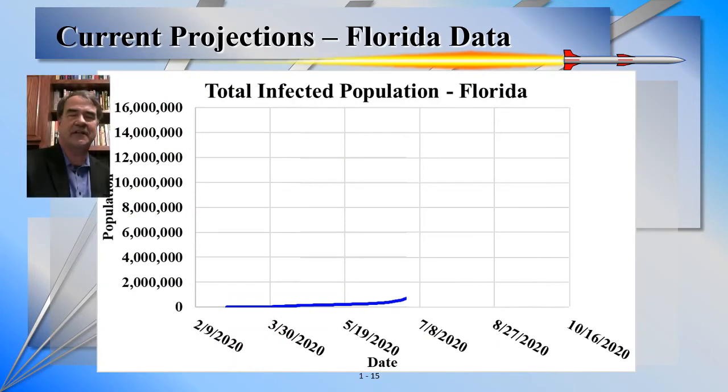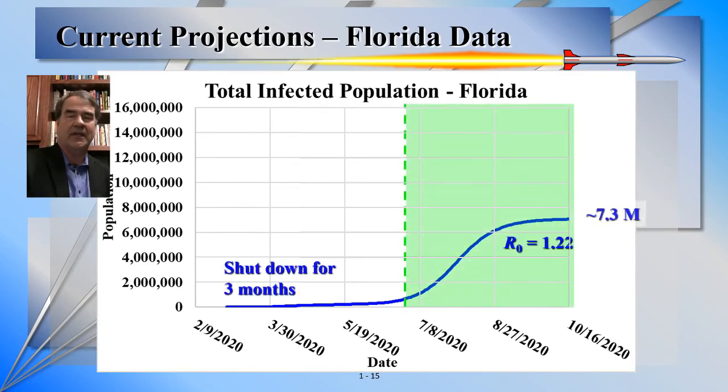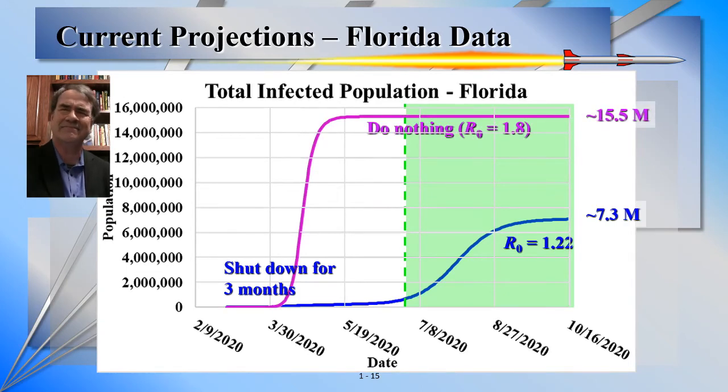So the total infected number of people in Florida starting today, but then projecting out, is shown again in green from where we are now, and using an R naught value of 1.22, which is probably a little on the low side, we can expect about 7.3 million Floridians will get the disease. If we had done nothing at all and stuck with the R naught value of 1.8 in February, then in Florida about 2/3 of all Floridians would have gotten the disease, 15.5 million.